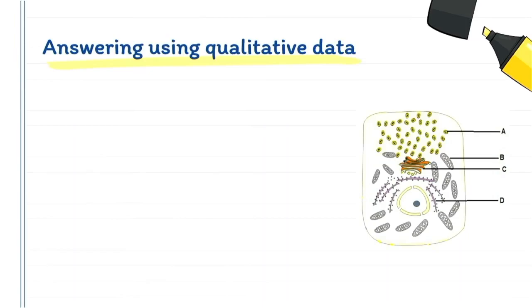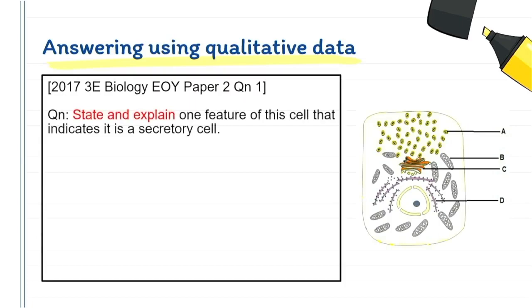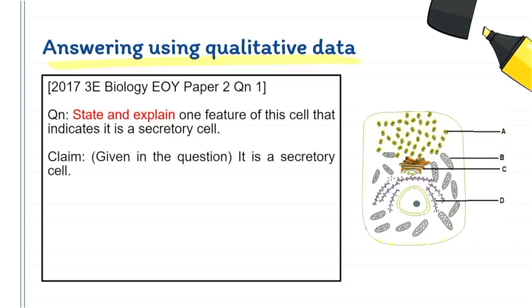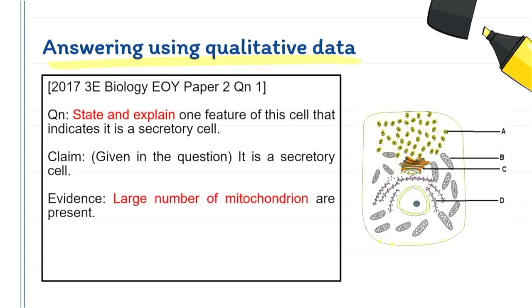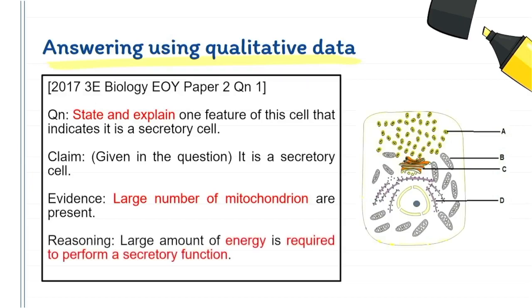Now, dear listeners, it's your turn to try. Pause the video here and try out the question by using a different pair of evidence and reasoning. Now, welcome back. Let's see if we've gotten it right. Another evidence you can see is that there is a large number of mitochondria present. Now, the reason is this is required to release a large amount of energy, which is required by the cell to perform a secretory function.